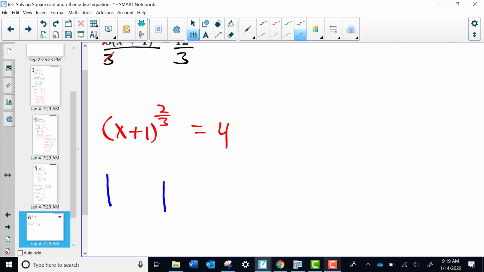Sorry, that's not the reciprocal, I mean 3 over 2. Again, this is 4 to the first power. So we multiply by 3 over 2. This cancels out, so we have x plus 1 inside of absolute values. The reason we use absolute values is because the numerator was even.